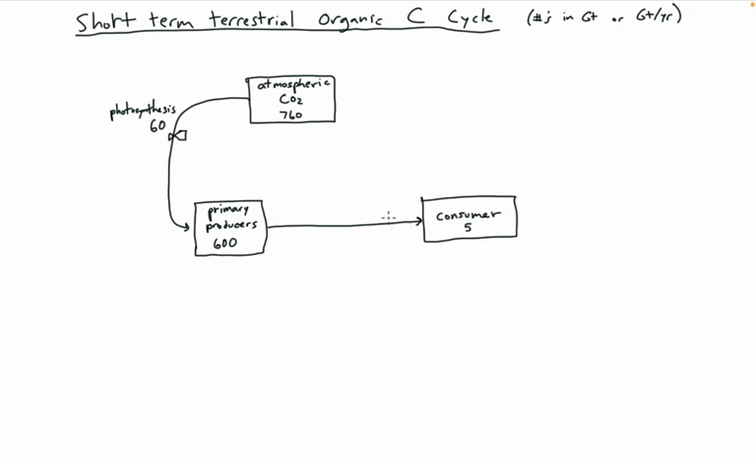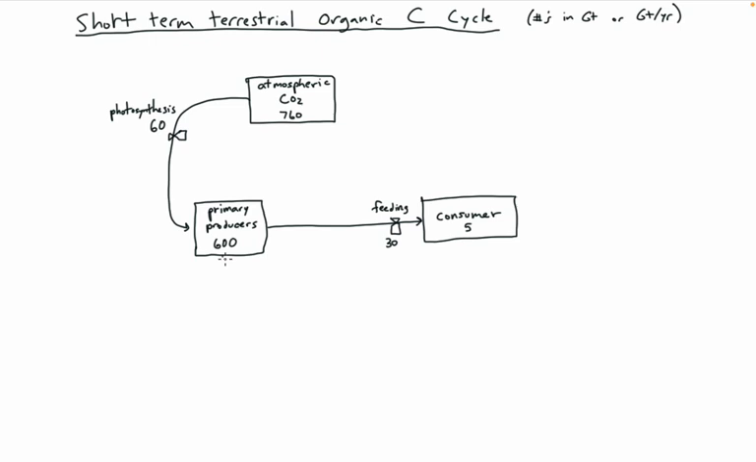Okay, so that process is called basically eating, we could call it feeding, and it occurs at a rate of about 30 gigatons per year. So you can see when you add these units that we're missing something here, right?